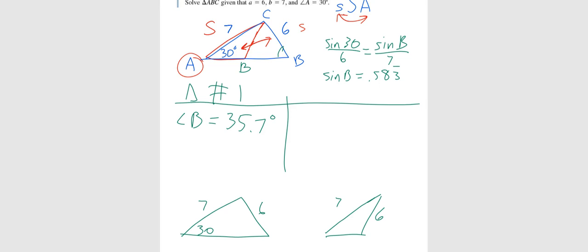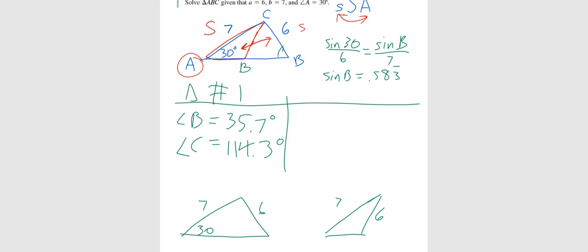All right, so if angle B is 35.7, what's angle C? Use that handy dandy machine. 180 minus 35.7 minus 30. What'd you get when you subtracted the two known angles, the 35.7 and the 30, away from 180? 114.3 degrees. Okay? It's bad looking.